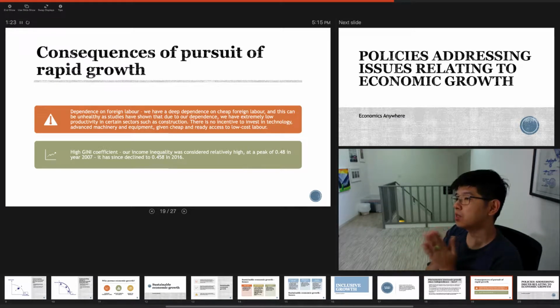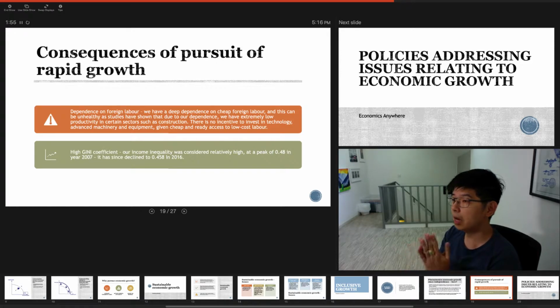Now, what is the consequences of the pursuit of rapid economic growth in Singapore? Number one, we have this very unhealthy reliance on foreign labour. This deep dependence on foreign labour is bad in the sense that because of this dependence, we have extremely low productivity in certain sectors like construction sector as opposed to other advanced economies. Because if you have access to cheap foreign labour, there is no incentive to invest in technology, advanced machinery and equipment, given that we have cheap and ready access to low-cost labour.